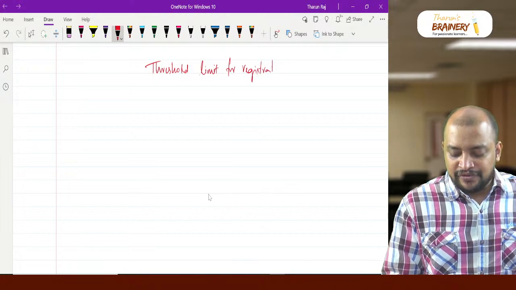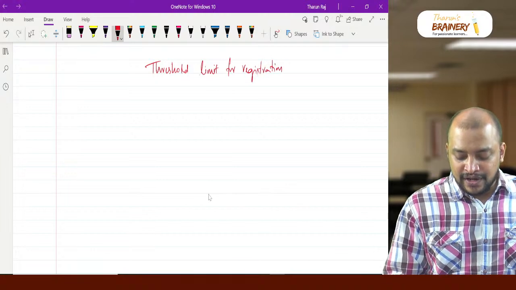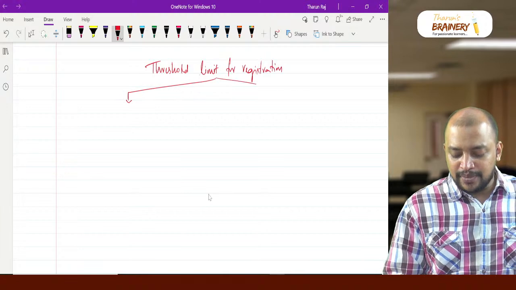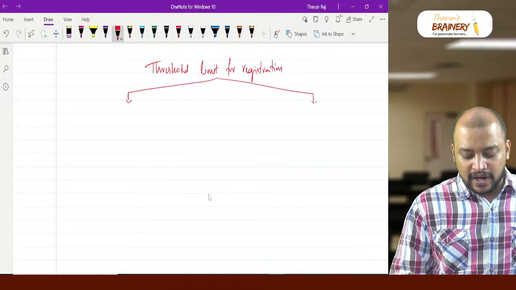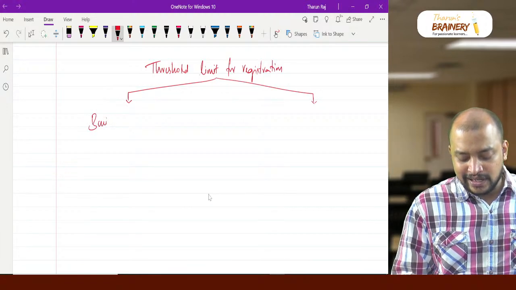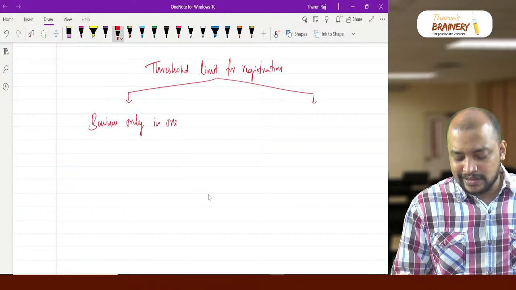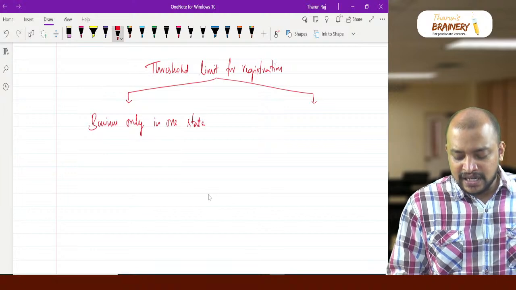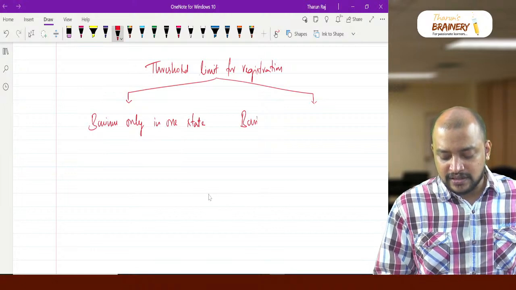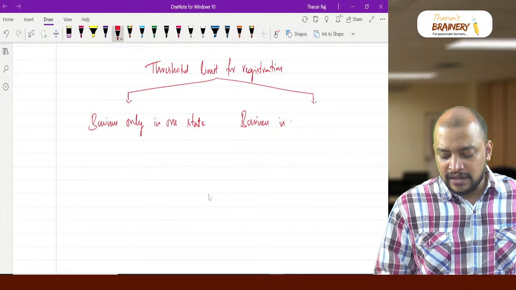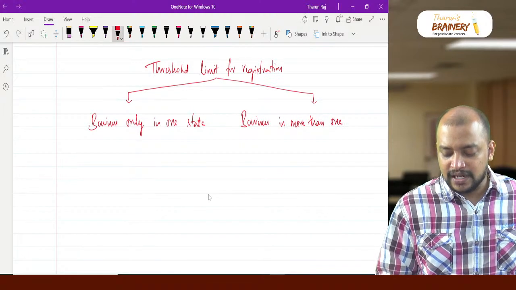The threshold limit for registration is divided into two. That is, you are doing business only in one state, or business in more than one state. Okay.